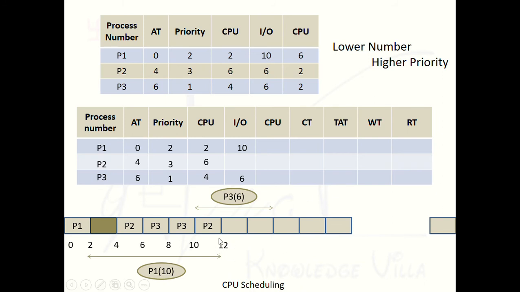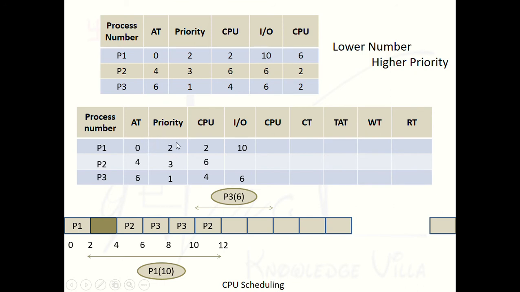But right now at time unit 12, we have to compare the priority of P2 and P1, because here P1 is completing its use of IO devices, and again P1 is reaching to use the CPU. So we will compare the priority of P1 and P2. P1 has a priority 2 and P2 has a priority 3, and lower number has a higher priority. So P1 has a higher priority.